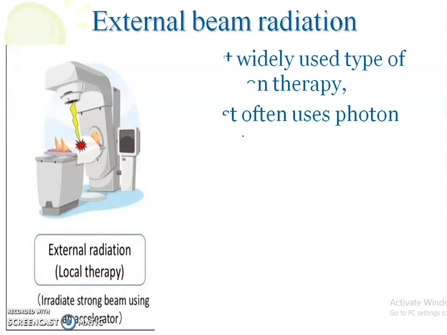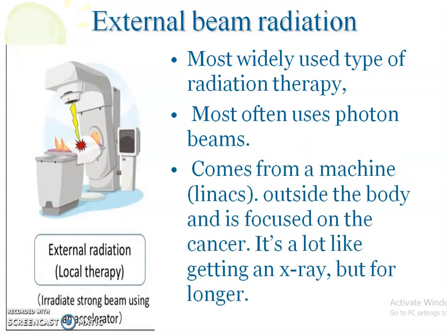External beam radiation is the most widely used type of radiation therapy, and it uses photon beams. These photon beams come from a machine called a LINAC, which is kept outside the body and is focused on the cancer. It's like getting an X-ray, but it takes a longer time.